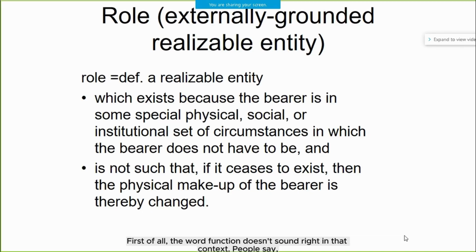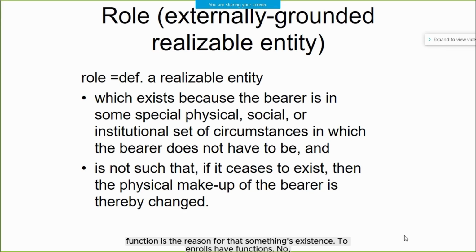First of all, the word function just doesn't sound right in that context. People say, "Her function is to clean up the bedding, or his function is to clean up the toilet." Or, my function is to talk about ontology. It doesn't seem right. It's my habit to talk about ontology. Her job is to clean the bedding. It's his job to clean the toilet. But that's not the function. Function has to be something much more profound than that. Your function, or something's function, is the reason for that something's existence.